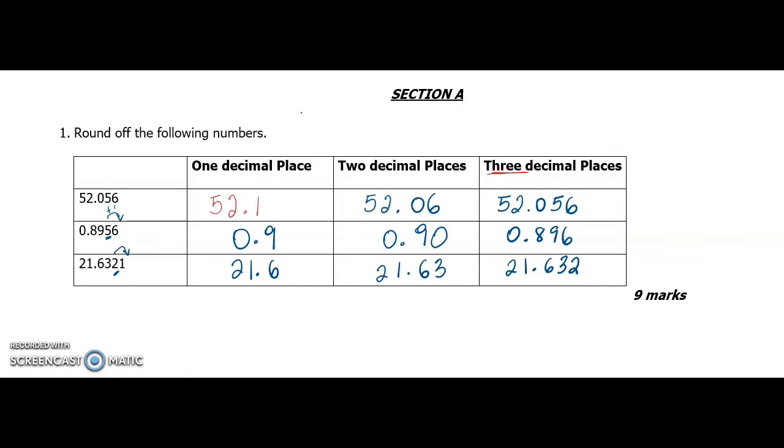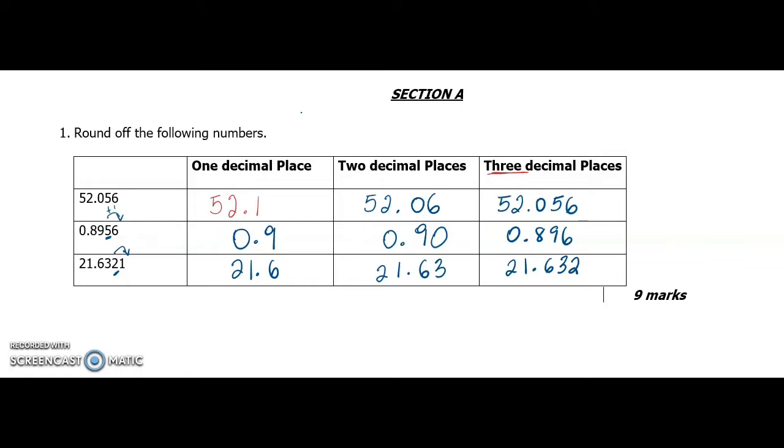So you want to ensure that you identify your target number. Always look to the right. Focus on the amount of decimal places that you should have. If it is 1 decimal place, 1 digit after the decimal point. 2 decimal places, 2 digits after the decimal point.